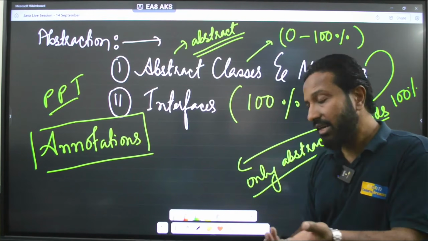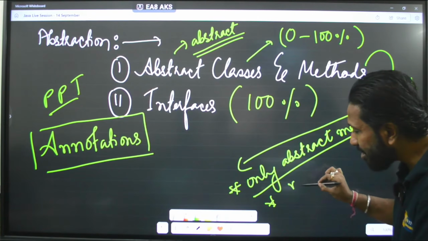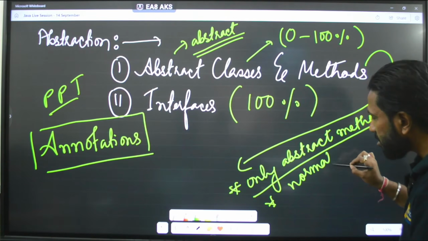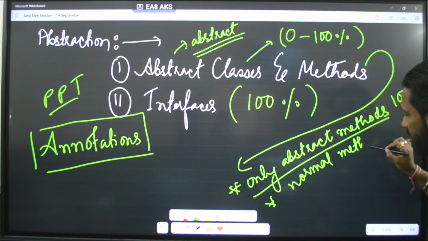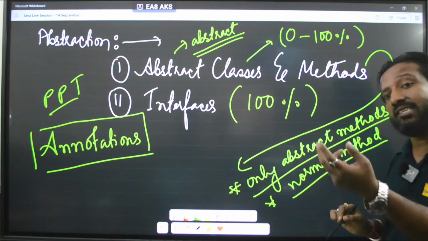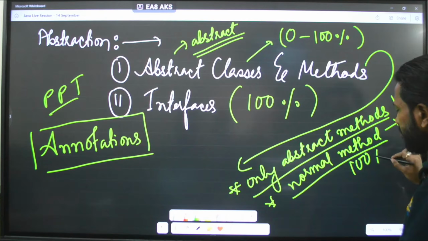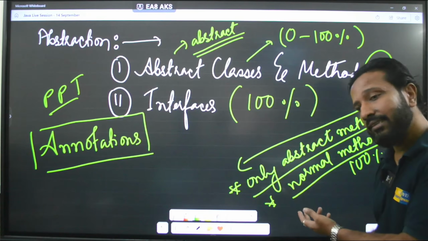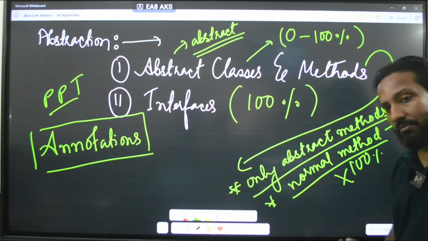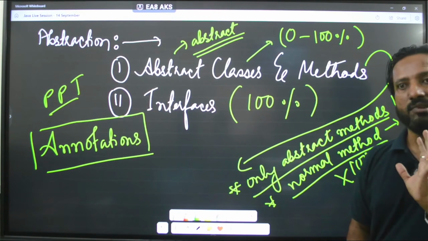But if an abstract class has even one single normal method, okay, if any abstract class has even a single normal or complete method, it is not 100% abstraction. It can be anything less than 100, but it will not be 100%. Please remember this concept. This is very important for your placement drives.